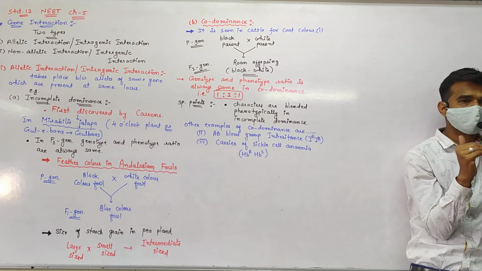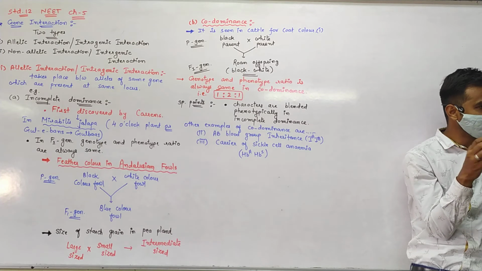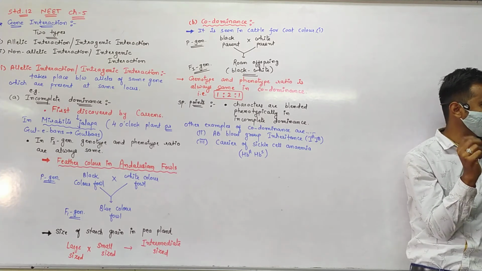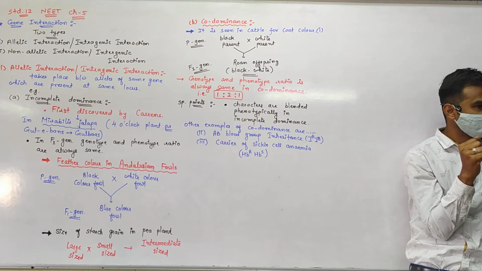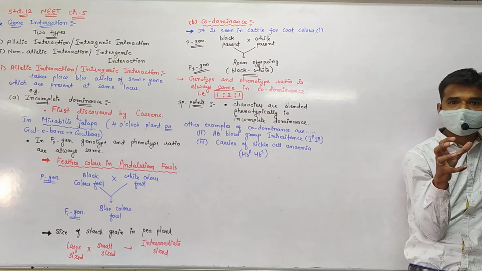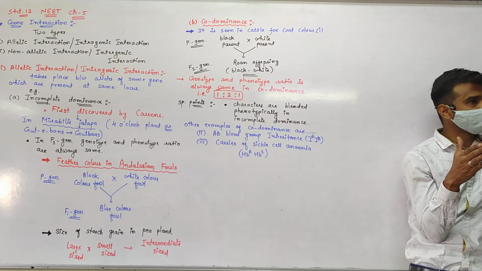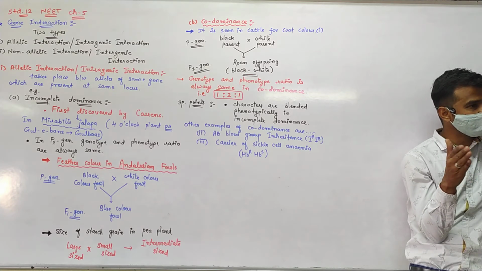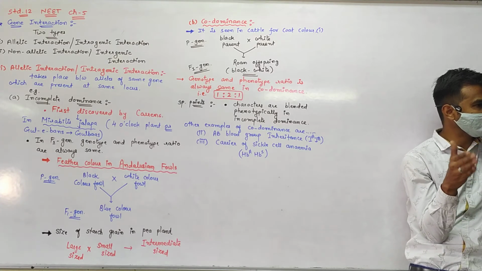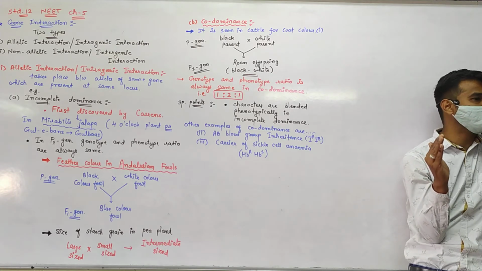Either one pair is lost or more than one pair are lost. So if one pair is lost, we say that it is monoploidy or haploidy. But generally, each and every organism is diploid, 2n. But if there is an increase in the number of chromosomes in a 3n, 4n, 5n manner, this phenomenon is known as polyploidy.